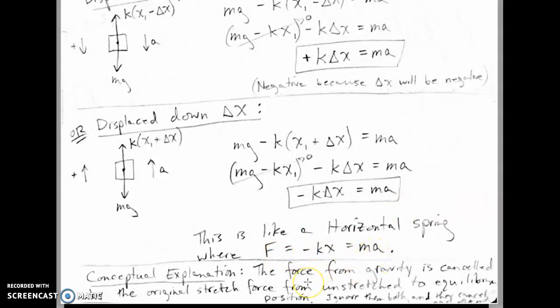And so you can really treat a vertical spring just like a horizontal spring, where the only force acting on it is kx, assuming that the force is measured from equilibrium, not from the unstretched length. So the conceptual way to think about it is that the force from gravity that we seem to be ignoring is canceled by the original stretch force from the unstretched to equilibrium position. And you can ignore them both and they cancel each other out. So there's your explanation of that one. And that's all for today, for these notes.